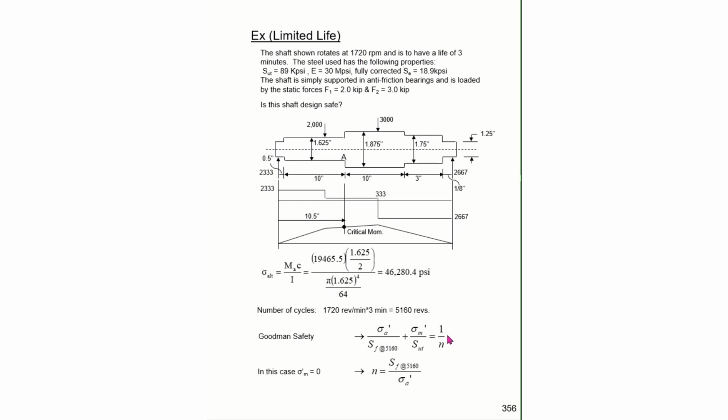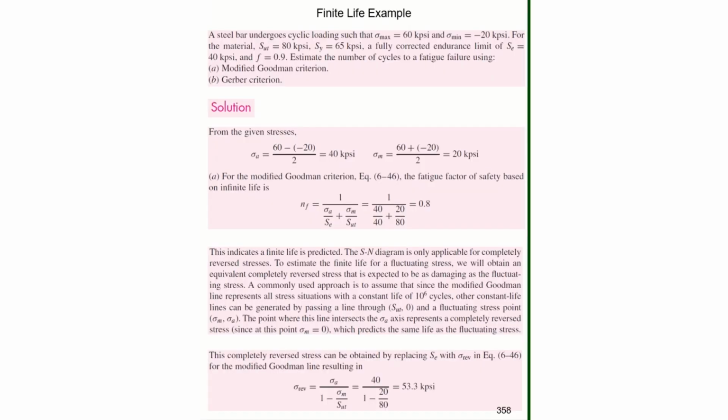So the critical thing here is to use the Goodman equation and replace the endurance limit with a limited life stress, or fatigue strength at a given number of cycles. This next example gives a very good example of how to use the Goodman equation for a finite life type of problem. And a problem like this is what you will see on the final exam.